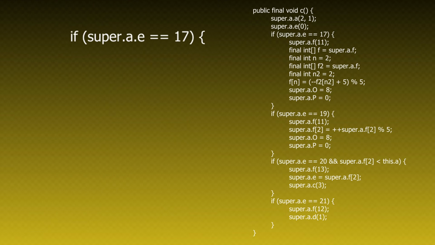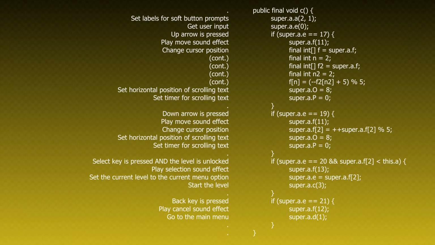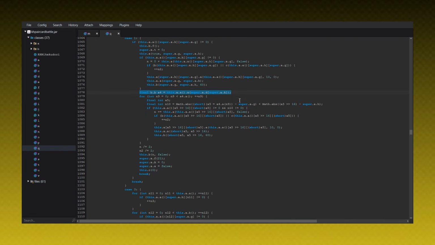Now, I can tell you that super.a.e is the user input, and 17 corresponds to the up arrow key, but that's only because I figured it out myself. I spent hours experimenting and studying the code, and I could tell you the purpose of every single line in this function, but it was a long process to get here. Of course, this is easy mode.